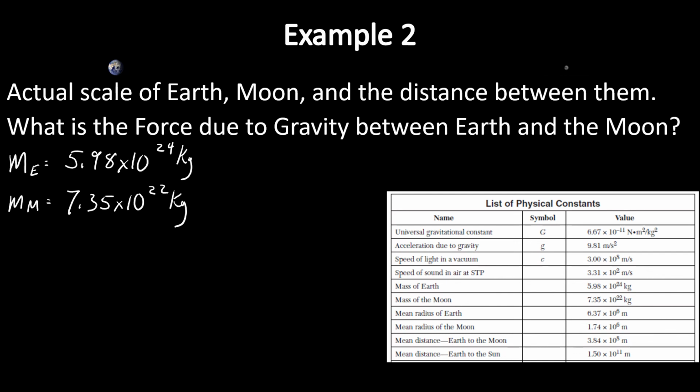And what is the distance between the two? What is the radius that we're going to be looking for? Okay, see if you could pick it out. All right, did you look at this one? The mean radius of the Earth? No, the mean radius of the moon?